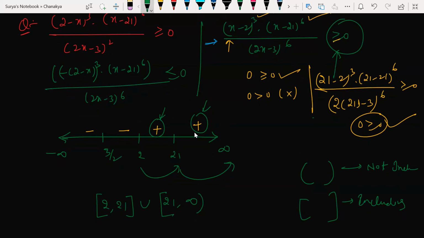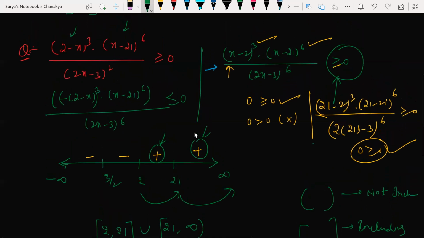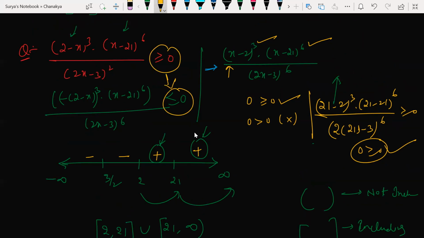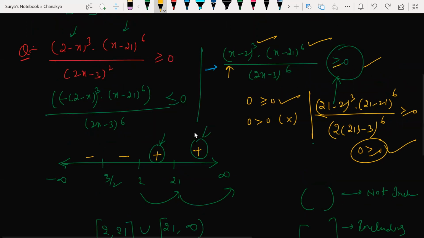But look at this here. What do I need here? Is the answer correct? Check. Look at this here. I wrote here greater than or equal to 0, here less than or equal to 0. But what did I write earlier? It was greater than 0 only.